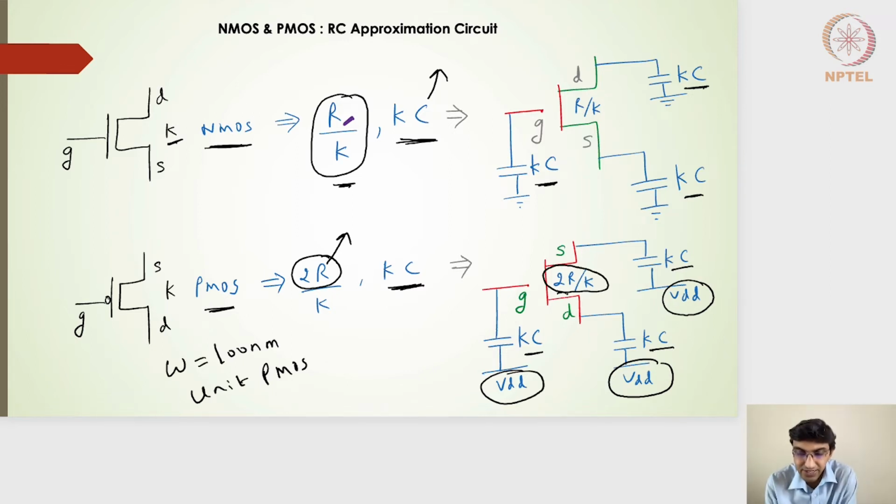So the difference between the PMOS side and the NMOS side is the switching resistance. The gate capacitances, as well as the parasitic and depletion capacitances, remain the same. Hope you have understood this. Moving further.